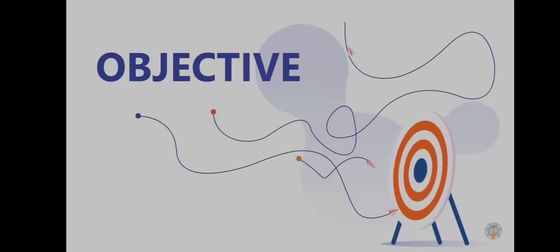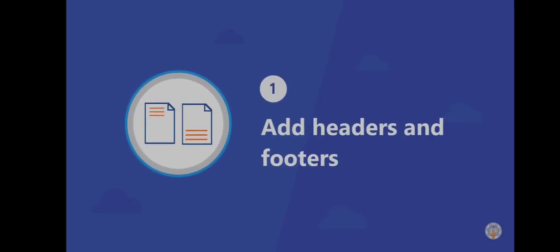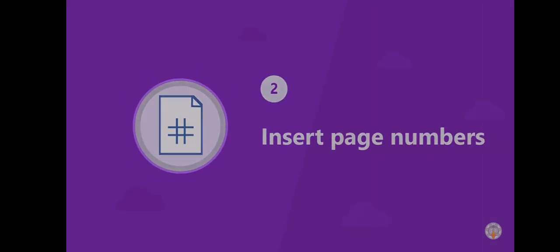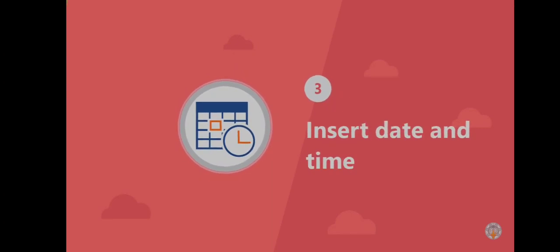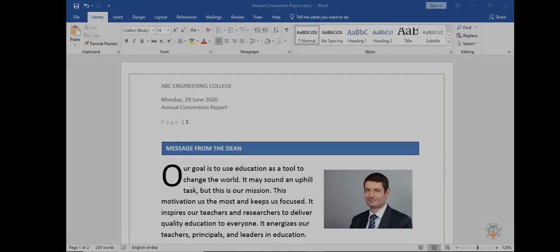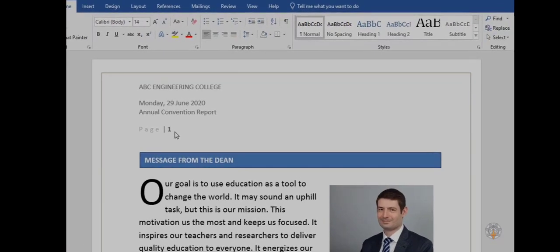Let's learn something new. This activity will cover how to add headers and footers, insert page numbers, insert date and time, and insert pre-formatted text. Page header and footer provide information like page number, document name, etc. They appear at the top and bottom of a page.